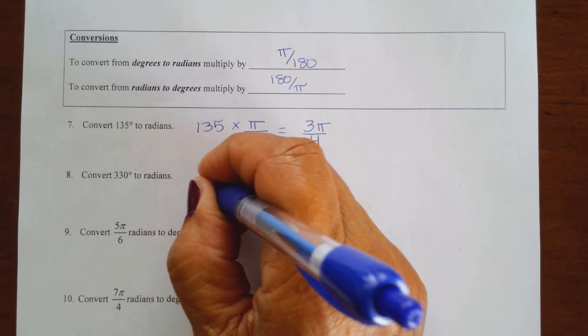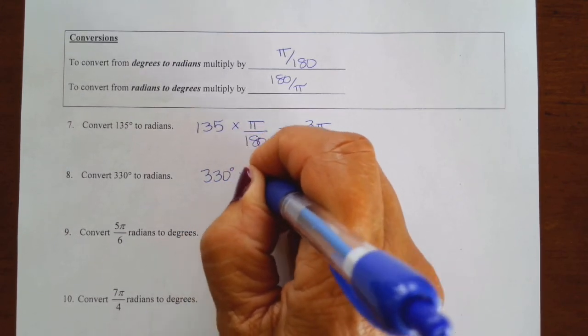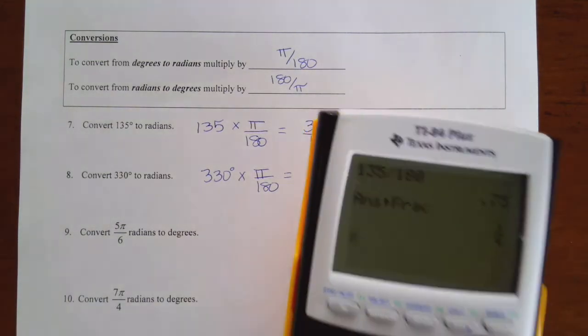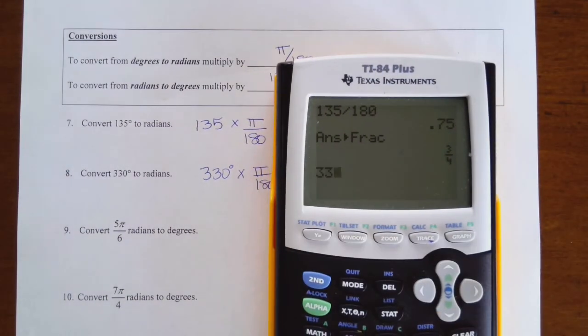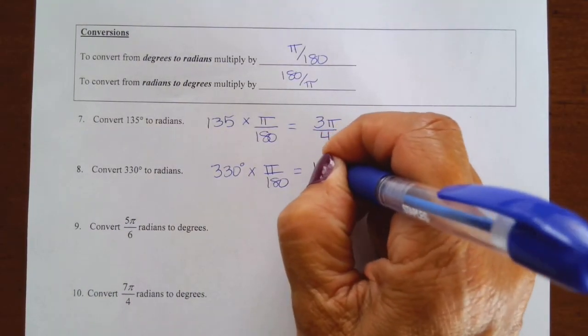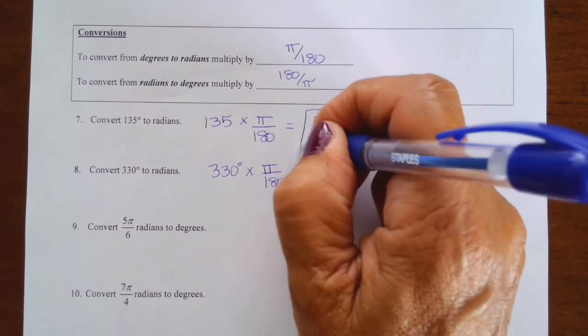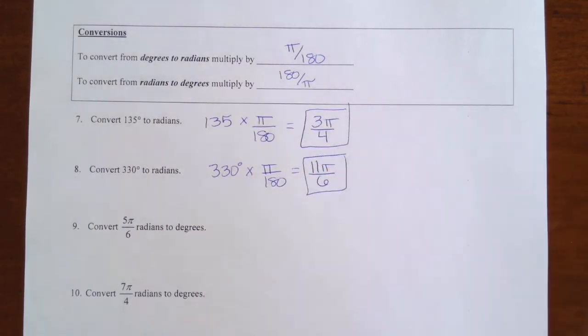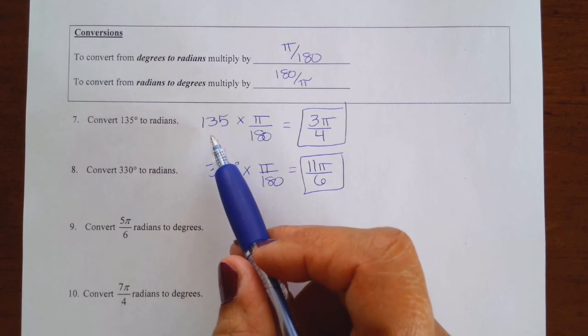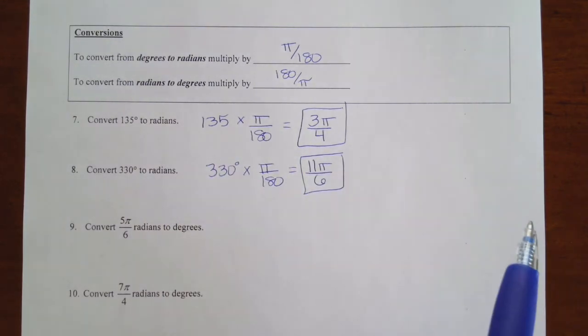All right, so 330 degrees times pi over 180. So again, just take 330, divide it by 180, get your decimal, change it back to a fraction. So 11 pi over 6. Okay. Now remember, we did 3 pi over 4 already when we said it was 135 degrees, so that's the conversion.